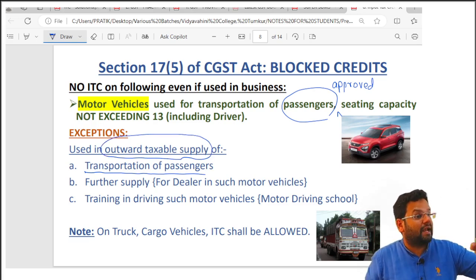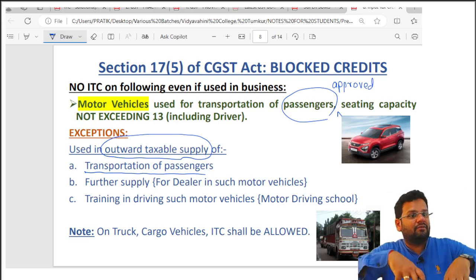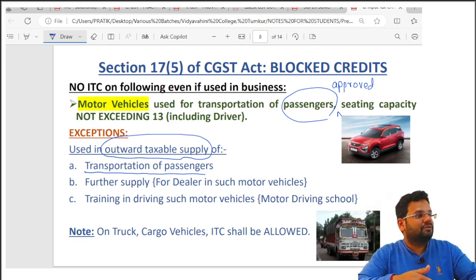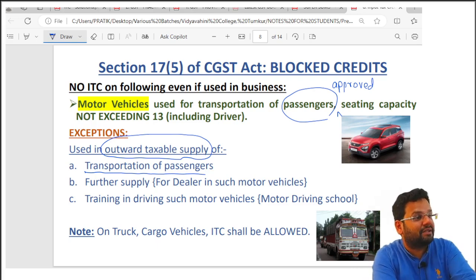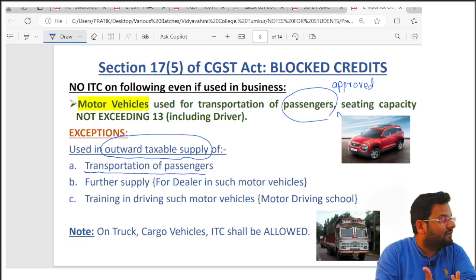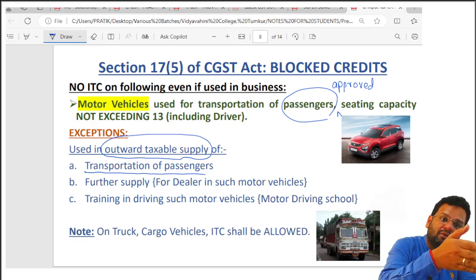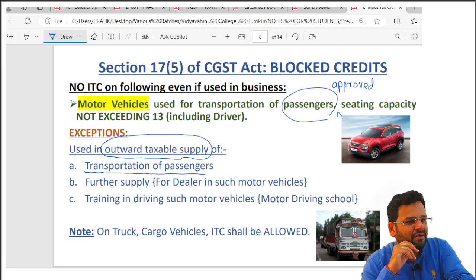Outward taxable supply of transportation of passengers. It means my business model is that I have 10 vehicles which I use for outward taxable supply of passenger transport. I charge them the amount plus GST for traveling in my vehicle. Then I should be allowed ITC. What is the main thing on which my whole business is running? The main thing is that vehicle. So on that, ITC will be allowed.